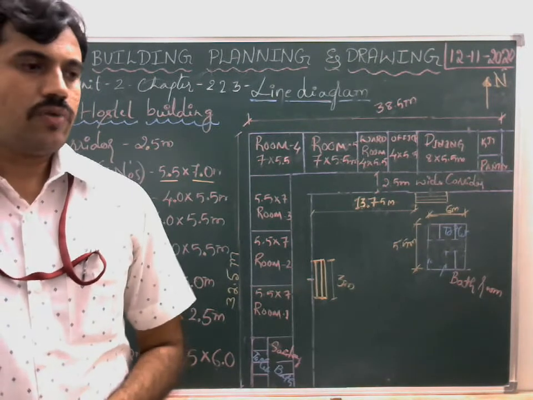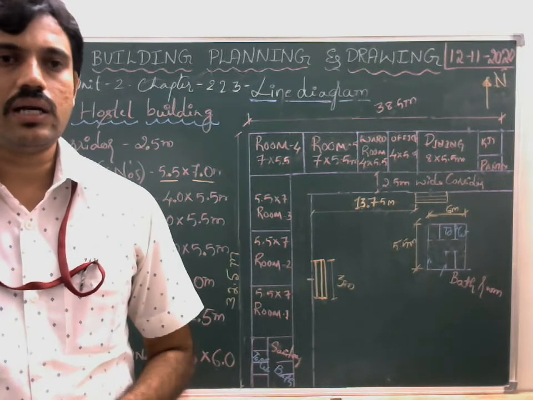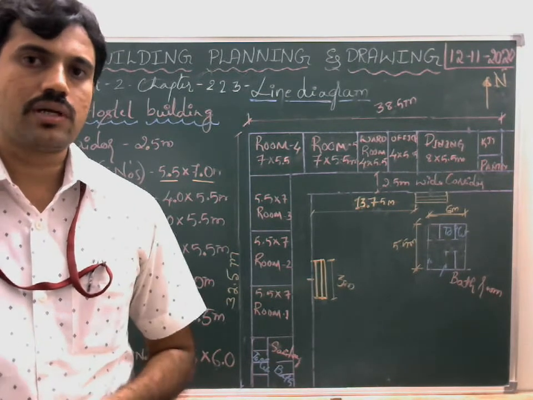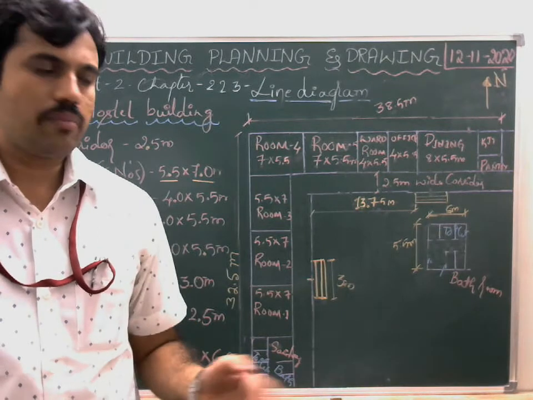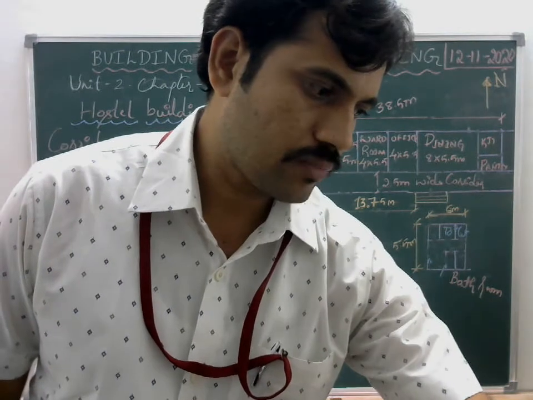In a plan, what is the basic difference then? In a plan, we mention the wall thickness and all the details. In a line diagram, we exclude the wall thickness and the rest will be written as it is. So this is the basic difference.